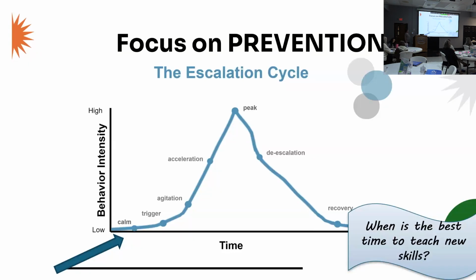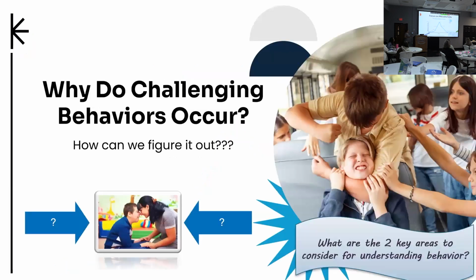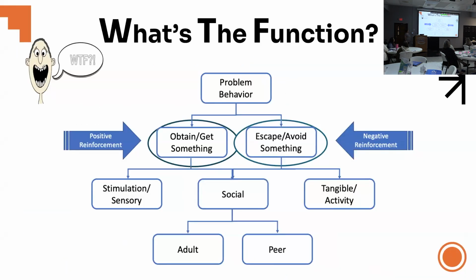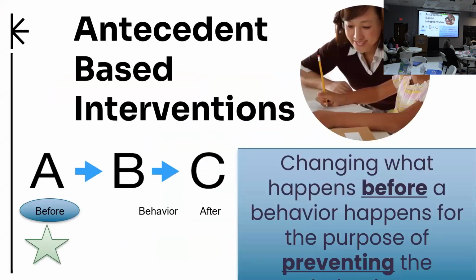All right, so when's the best time to teach a new skill? When kids are calm, right? We have to teach from a place of calm. If we think about the escalation cycle, I have seen people try to teach something at peak, and it doesn't go well, right? Kids are not going to be able to process. We're going to walk through some strategies. We're going to talk about antecedent-based interventions, right?